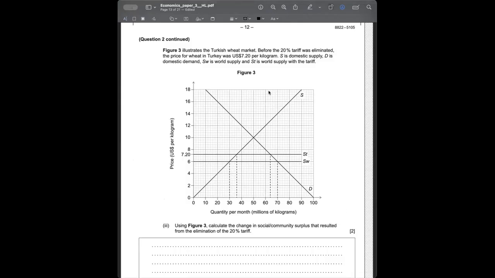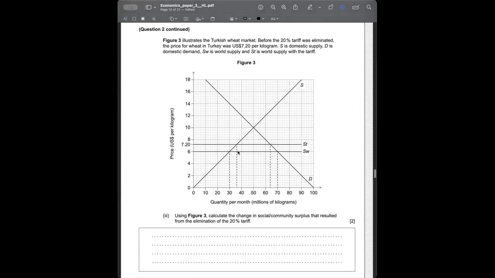Figure 3 illustrates the Turkish wheat market. Before the 20% tariff was eliminated, the price for wheat in Turkey was $7.2 per kilogram, and given the following information, using figure 3, calculate the change in social surplus that resulted from the elimination of the 20% tariff.